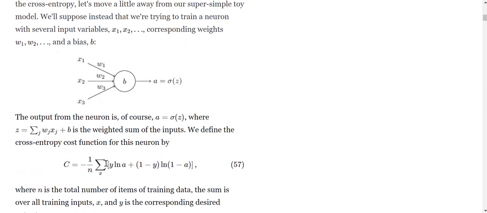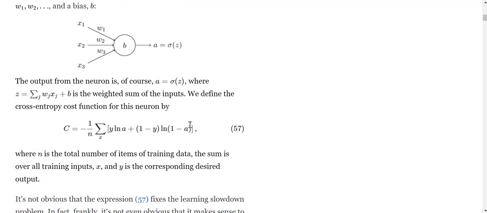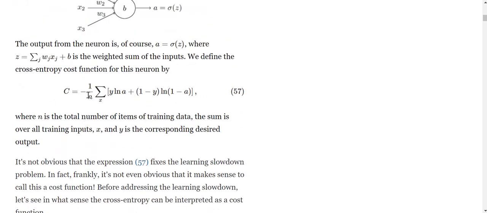So this is the definition of the cross entropy. This is a huge thing when you look at it for the first time, but we'll obviously get into the intuition. It is negative 1 over n, the summation of y natural log of a plus 1 minus y times the natural log of 1 minus a, where n is the number of items of training data. The sum is over all training inputs x and y is the corresponding desired output. So over all training inputs, you find the desired output y, and you also find a, which is the value you get after activation.